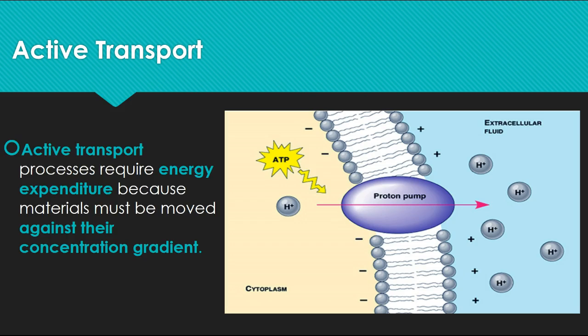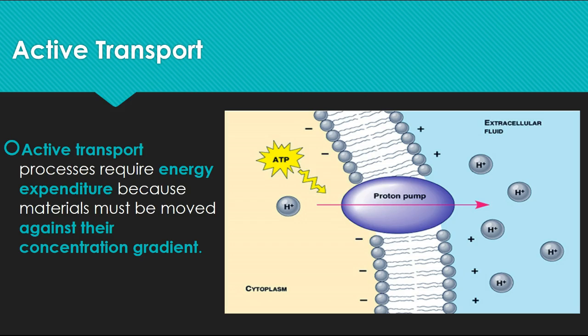So we've talked about a mode of transport that doesn't require any energy, and that's passive transport, whereas active transport, as the name suggests, requires energy expenditure. And the reason for this is because materials are being moved against their concentration gradient. So we're moving materials from a low concentration to a high concentration of that type of molecule. Usually this requires carrier proteins that move those particles across the membrane against the concentration gradient. And we need some form of energy to allow this to happen, and that energy is ATP.